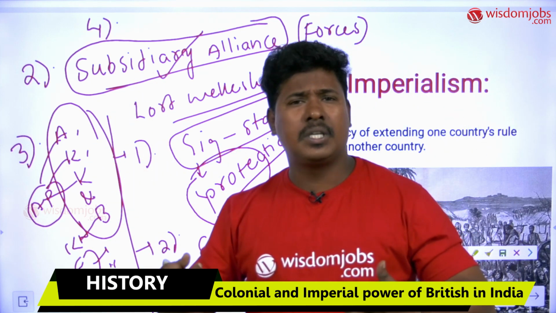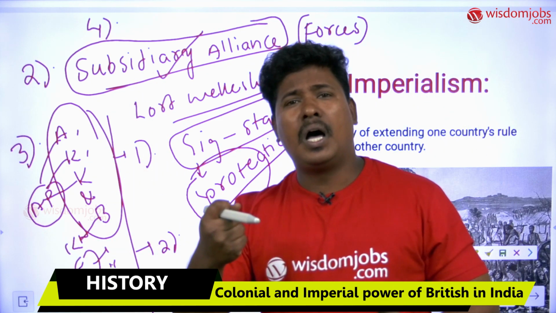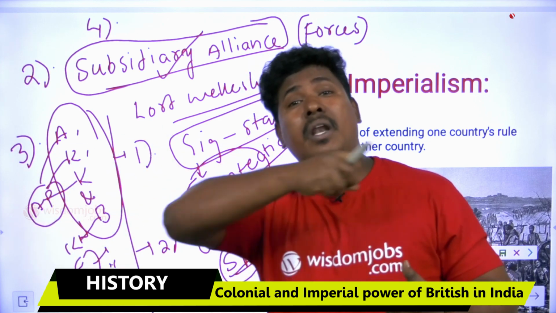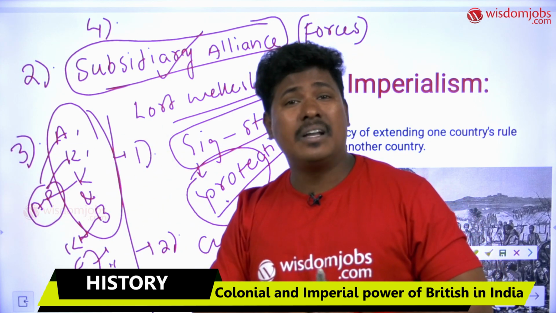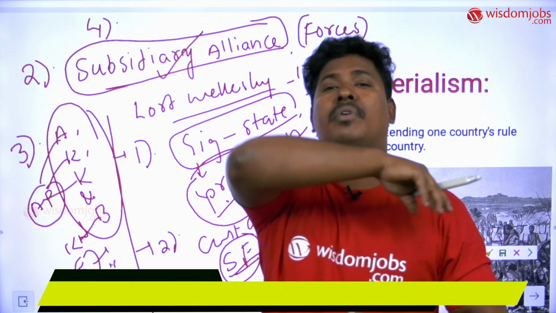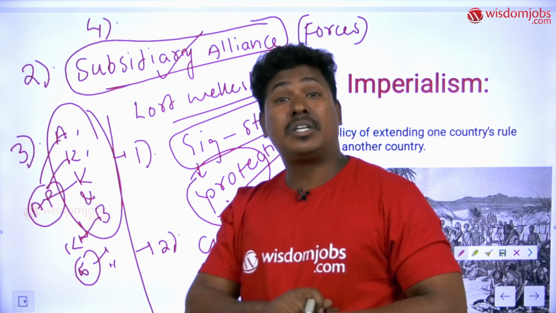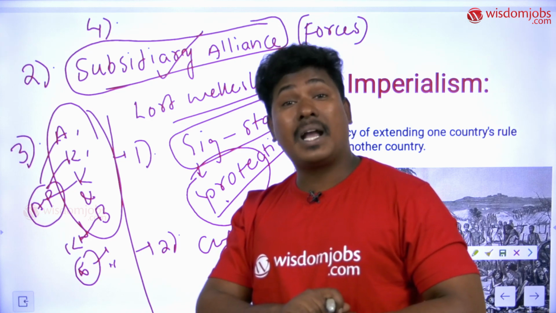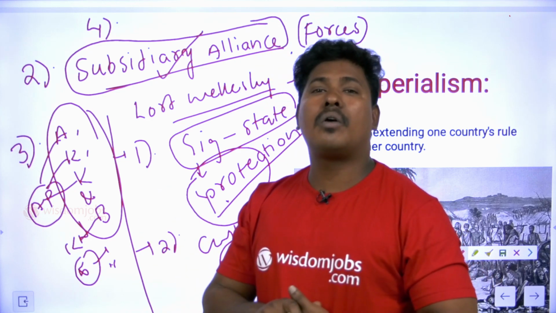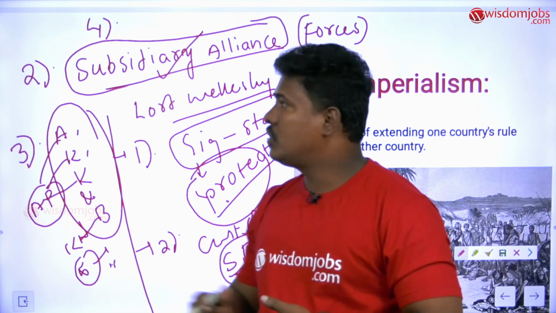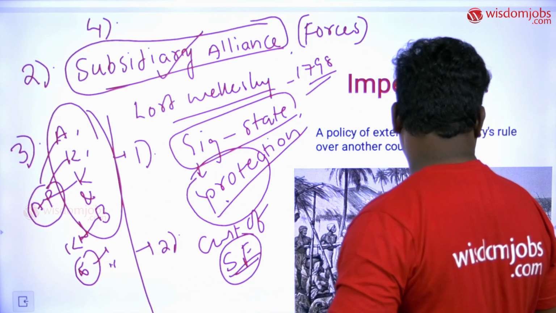This is how British took the entire economic power into her hand, at the same time the territorial power, even the foreign affairs and the territorial affairs and the economic affairs all came under the control of British. So this is the second thing.